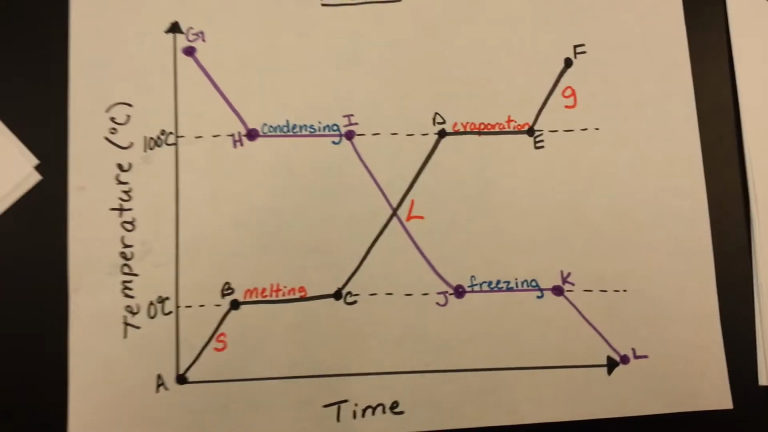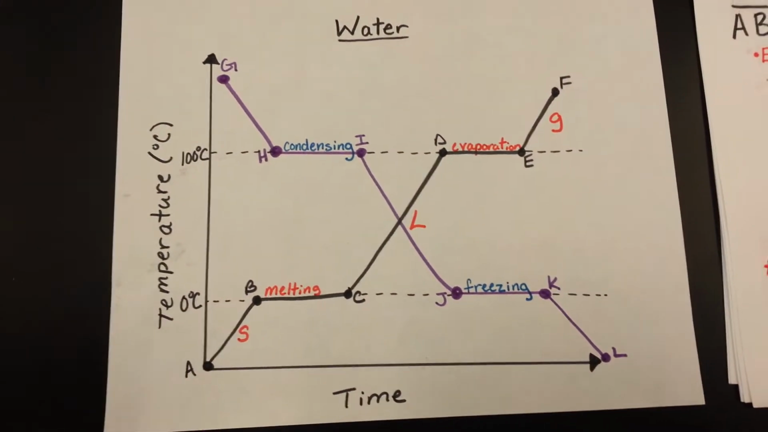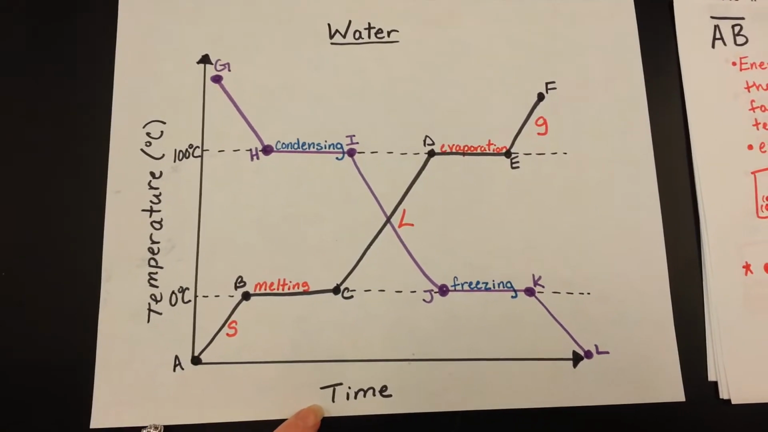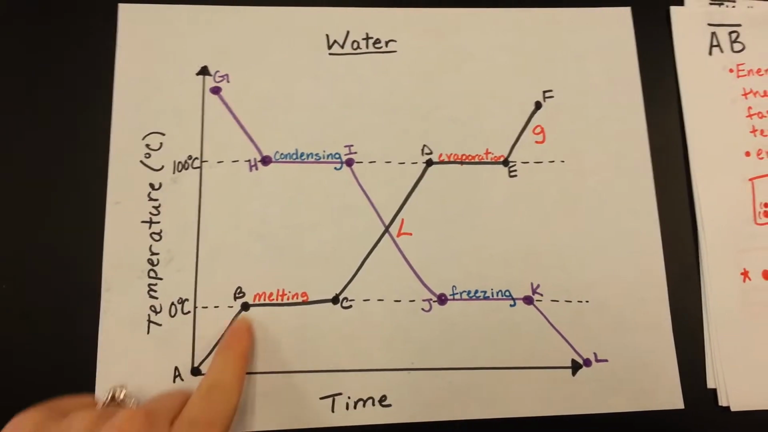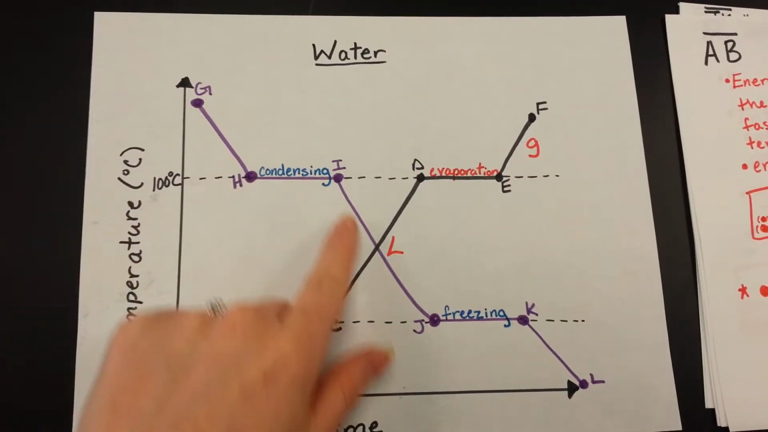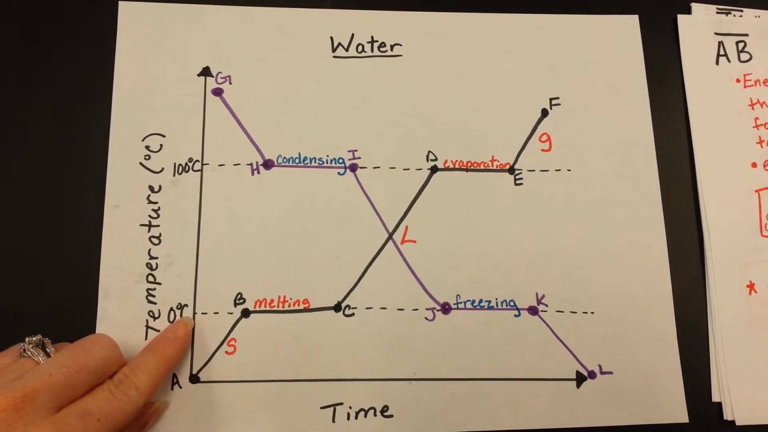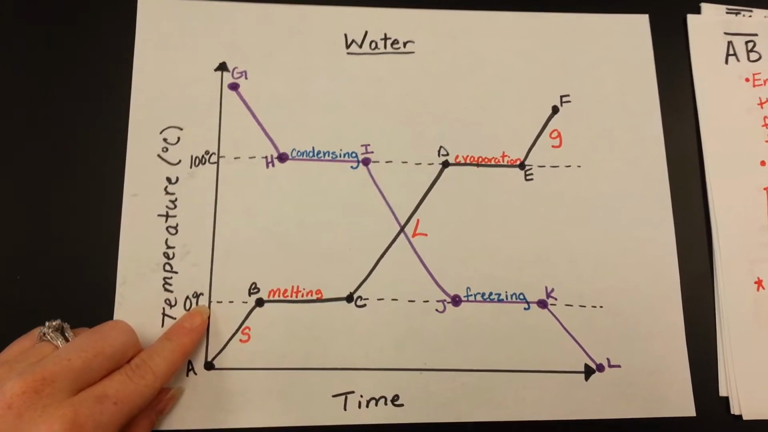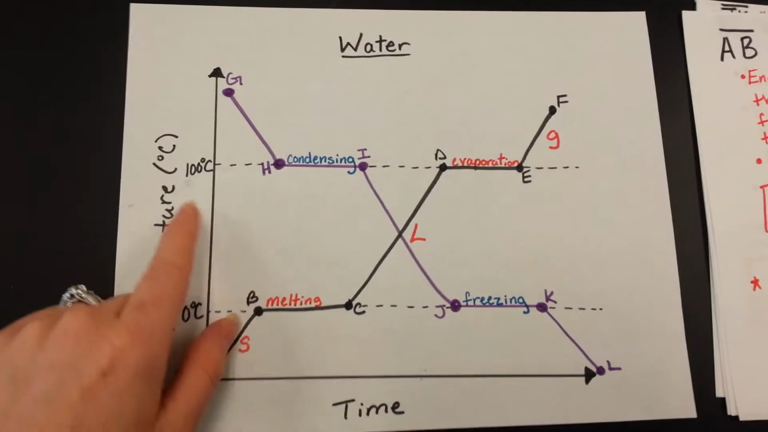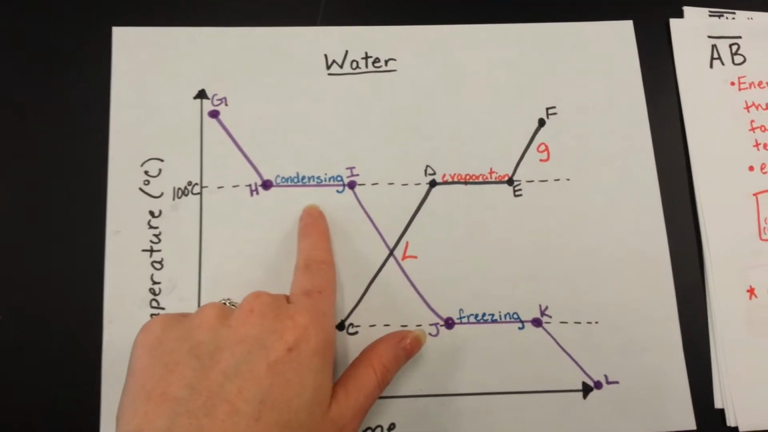So let's talk about heat curves. This is the heat curve for water. We have temperature on the y-axis and time on the x-axis. The black is the heat curve and the purple is the cooling curve. Notice, since this is for water, we have 0 degrees Celsius marked, which is your freezing and melting point, and our 100 degrees Celsius, which is the boiling point, where it boils or it would condense.